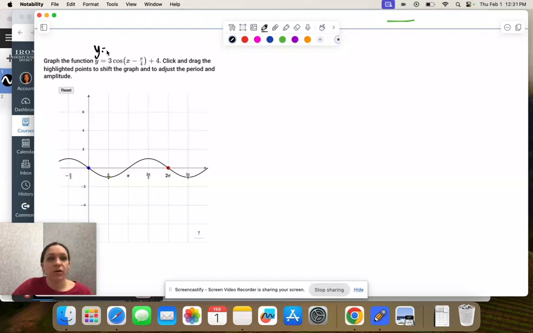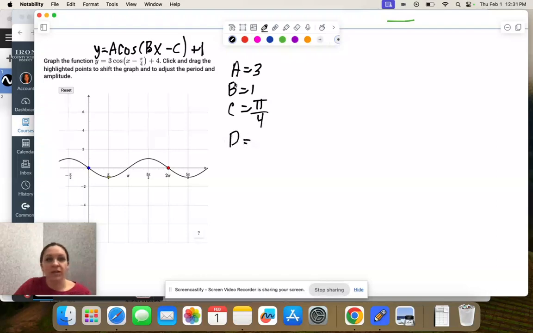Our general form is a cosine (bx minus c) plus d. So a is 3, b is 1, c is pi/4, not negative. Don't bring the negative. And d is positive 4.